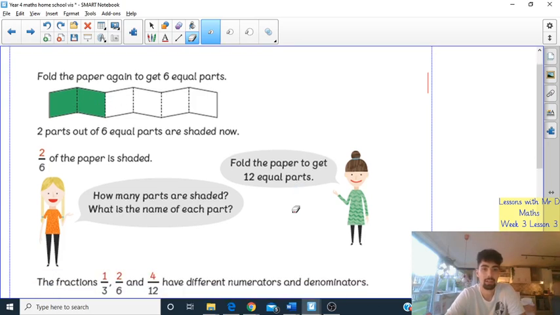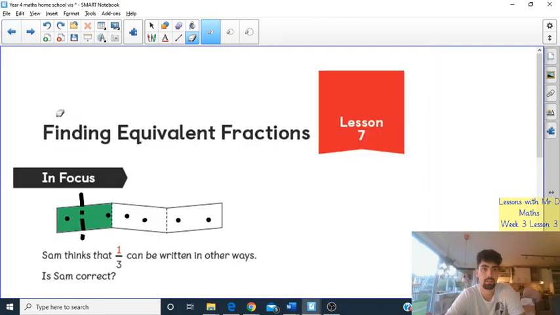What about 12? 12 equal parts. How are you going to cut your paper? How are you going to cut this into 12 equal parts? Well, if you know your times table really well, you know that I've got 3 parts here that need 12. We have to split each one into 4.